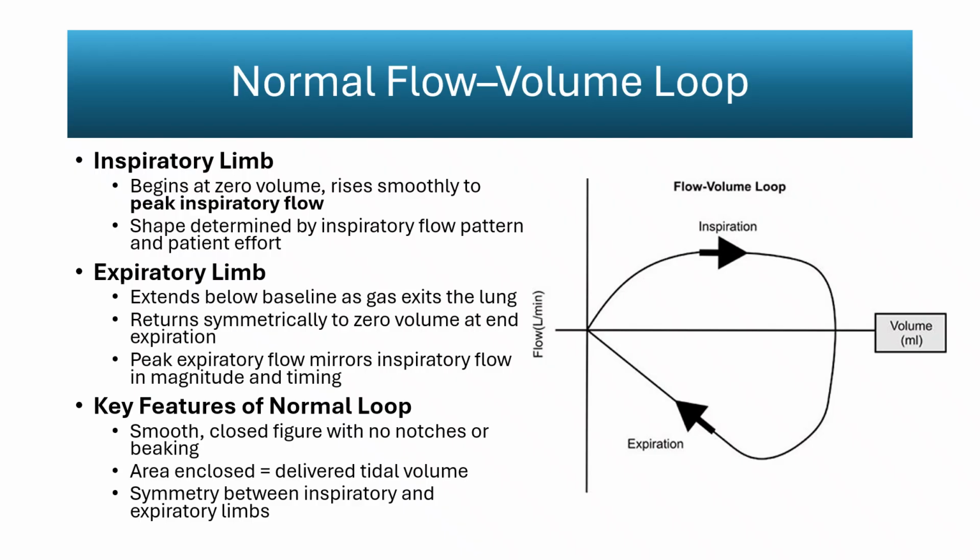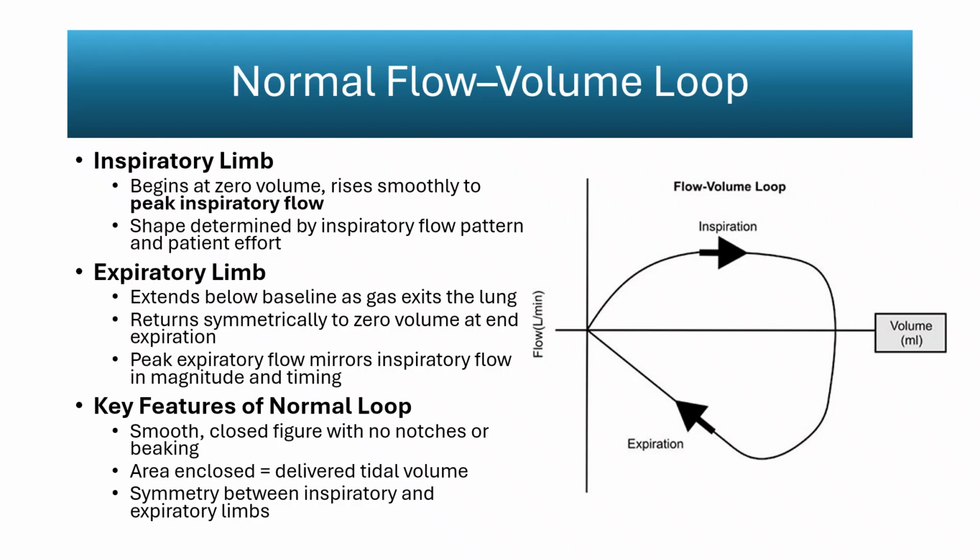As expiration begins, the loop crosses below the zero flow line. The expiratory limb reflects passive emptying of the lung, driven entirely by elastic recoil. It extends downward and then gradually returns toward the baseline as lung volume approaches the end expiratory level. Peak expiratory flow typically mirrors peak inspiratory flow in both magnitude and timing, demonstrating a balanced system with efficient filling and emptying.